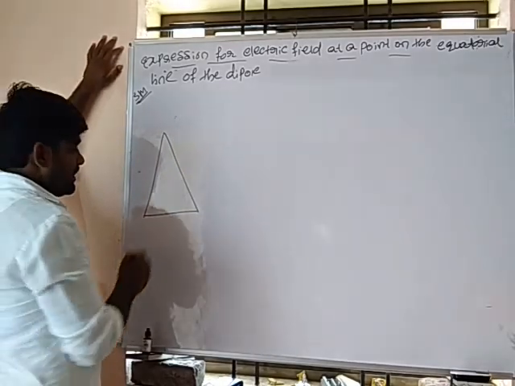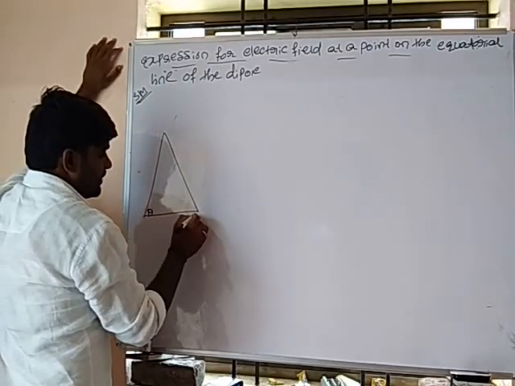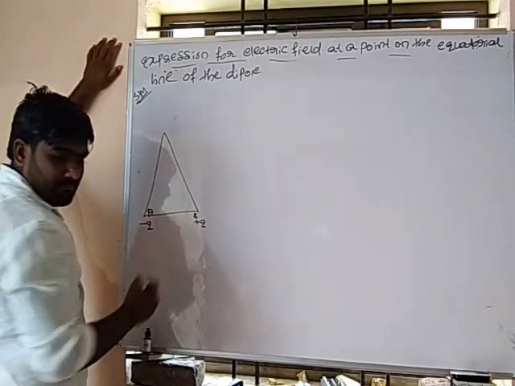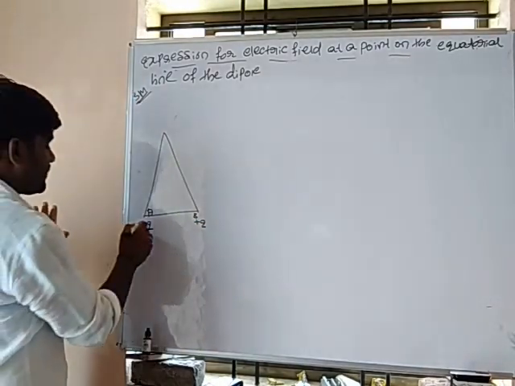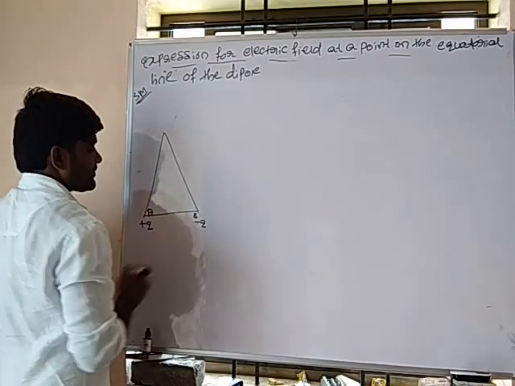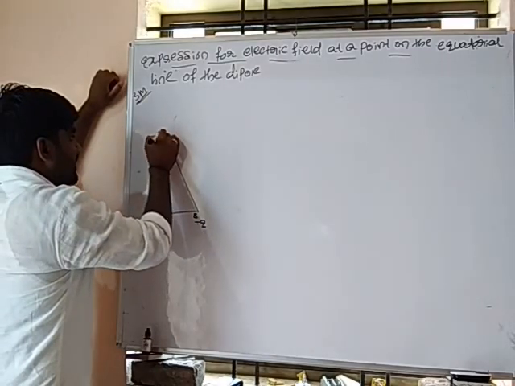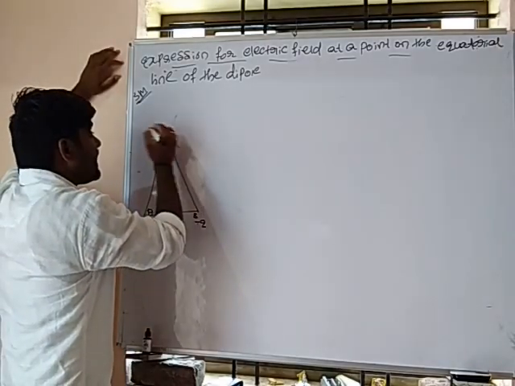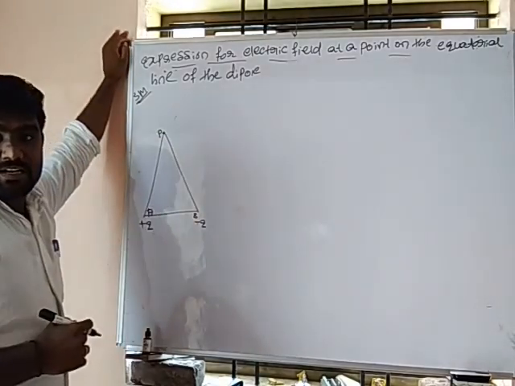Okay? A, it will be B, here minus Q, here will be your plus Q. Sorry, here put plus Q, here minus Q. At this point P I am going to take. At this point, on the equatorial line, I want to calculate the electric field.